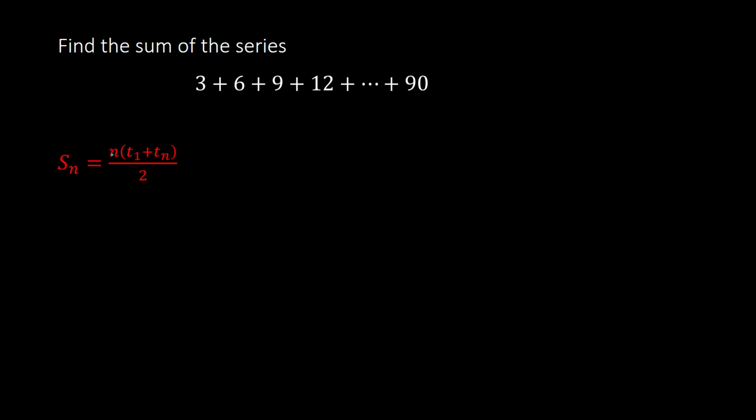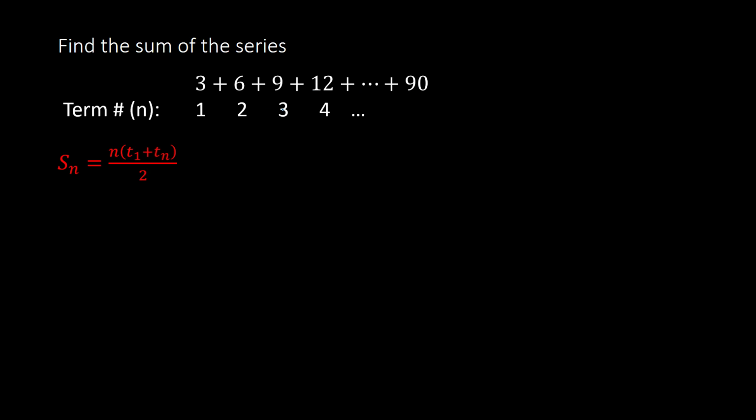So first off, we need to know n. N is the number of terms that we have. Well, the number of terms we have, we can find by counting. So we have 1, 2, 3, 4, and we keep going all the way to the number 90.